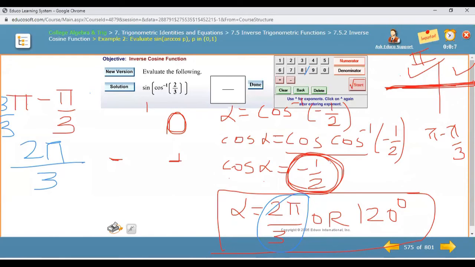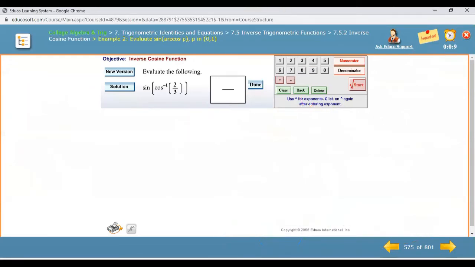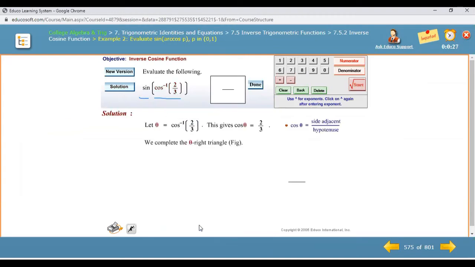Again, we can evaluate this easily. Cosine inverse 2 over 3. First I will check 2 over 3 using a calculator, and then I will calculate sine. Or there is another way to solve this question. We can solve this question using a triangle.